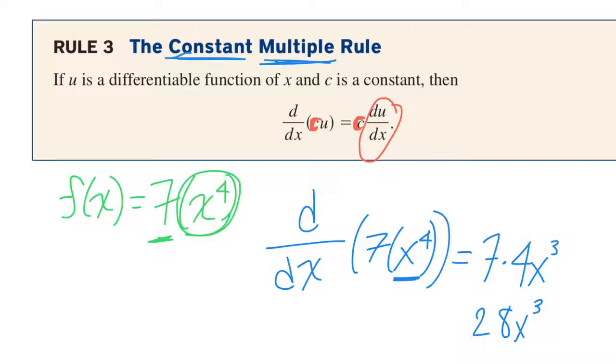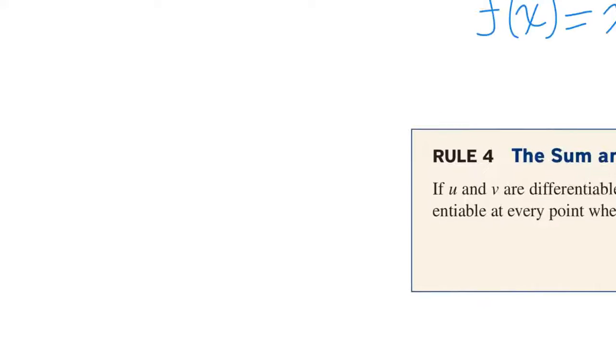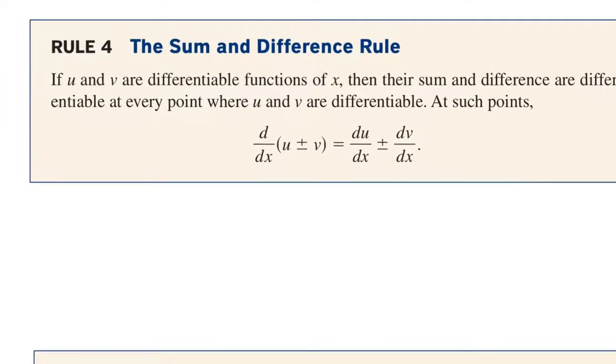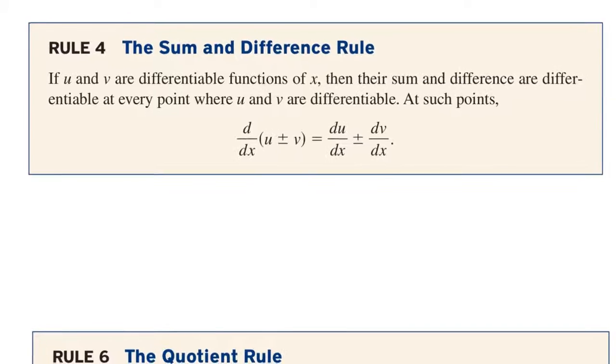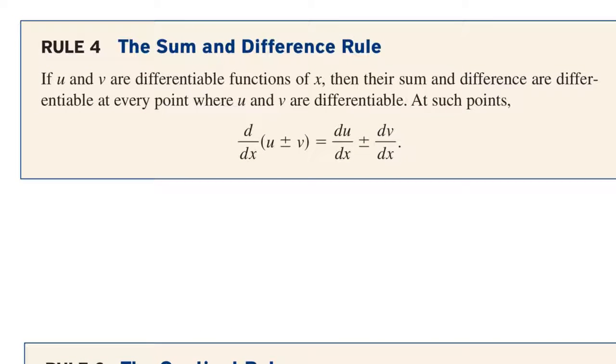Okay, so these last 2 rules were helpful for differentiating monomials. To differentiate a polynomial, we'll also need to be able to differentiate sums and differences of monomials. So we have a sum and difference rule. So rule number 4, the sum and difference rule.